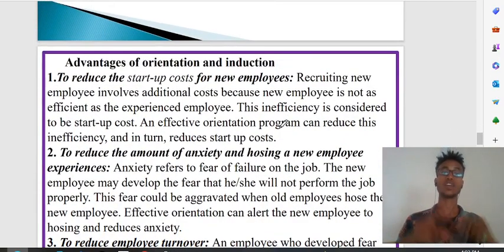The other thing is the advantage of orientation and induction. Giving orientation and induction to the newly placed employee has its own advantages. What are those advantages? First, to reduce the startup cost for new employees.